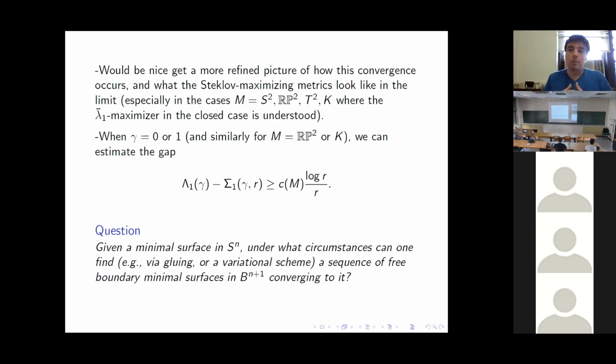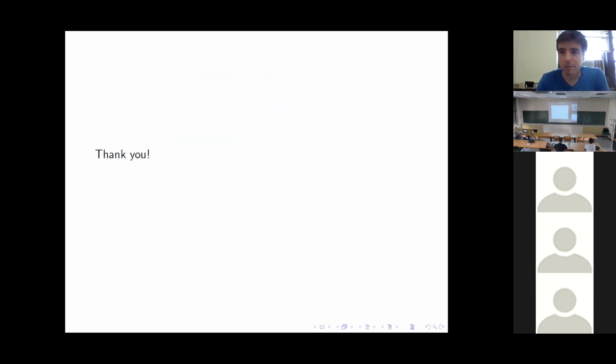So we know this happens for the minimal surfaces arising from the Laplacian maximization problem. But does it happen, for instance, for the Lawson surfaces in S3? Can you find free boundary guys in B4 which converge to it, maybe by some gluing method or some clever variational scheme? I think that would be interesting to understand. All right, but I'll stop there for now. Thanks for your attention.